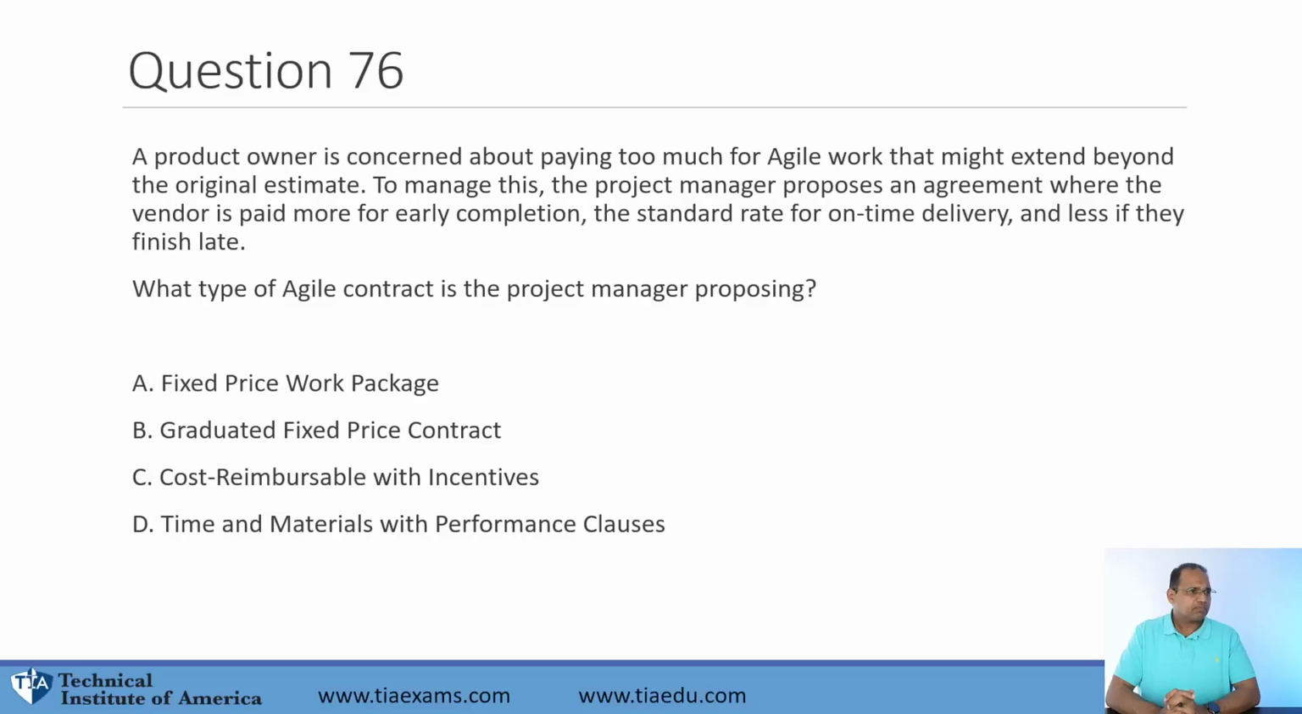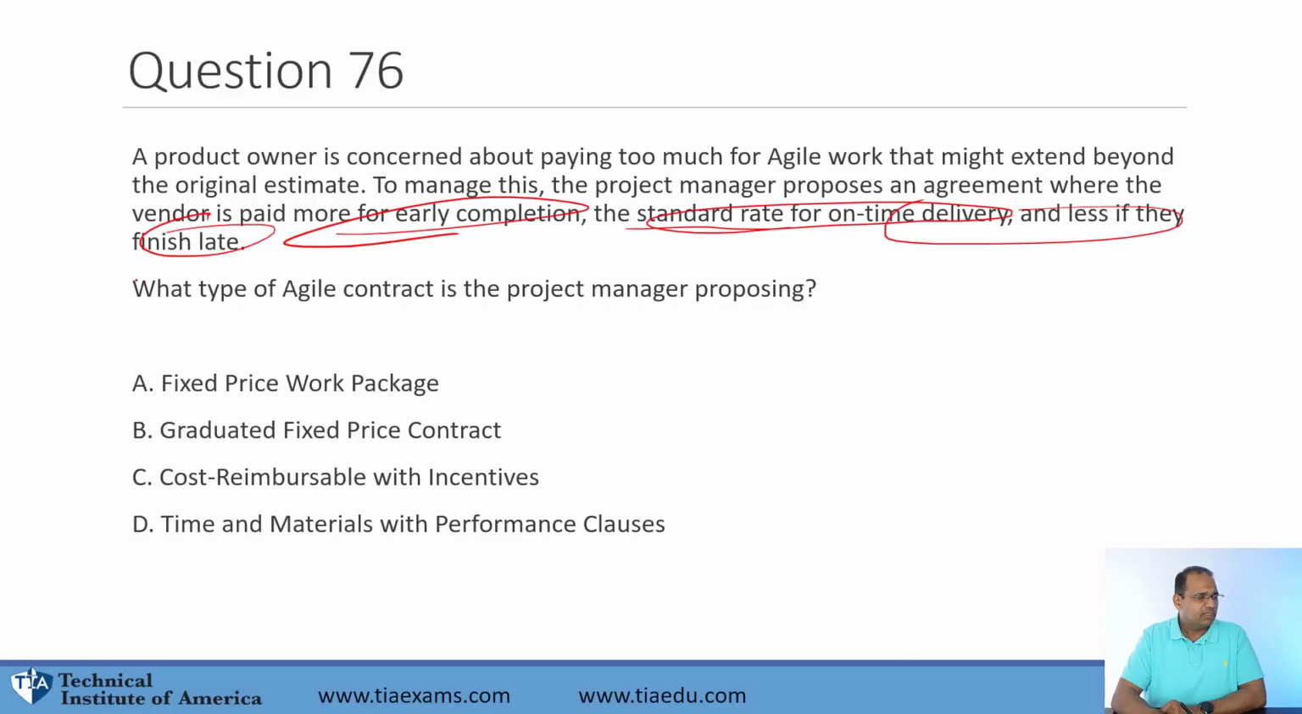Question. A product owner is concerned about paying too much for Agile work that might extend beyond the original estimate. To manage this, the project manager proposes an agreement where the vendor is paid more for early completion, the standard rate on time for delivery, and less if they are finished late. What type of contract is this? Fixed price, graduated fixed price, cost reimbursable, time and material.